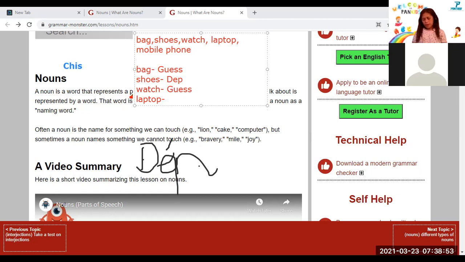What's the name of your laptop? I don't have a laptop. What's the name of your laptop? It's iMac? Apple? I don't have a laptop. Okay, teacher. The name of the teacher's laptop is Mac.